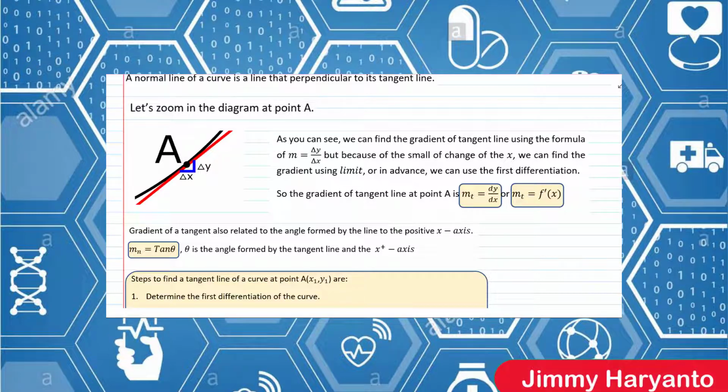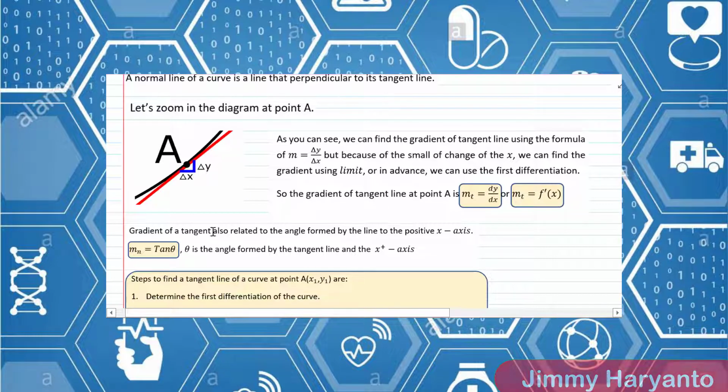But because of the small change of the variable x, we can find the gradient using limit, or in advance we can use the first differentiation. So the gradient of the tangent line at point A is mt. I will call the gradient of the tangent line mt equals dy over dx, or mt equals f'(x), or mt equals y'. So the first differentiation represents the gradient of the tangent line.